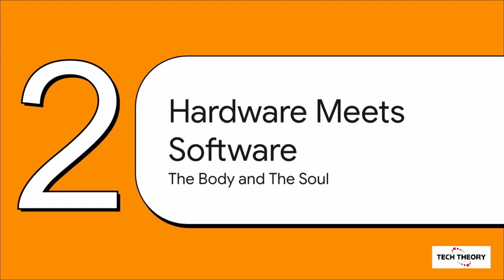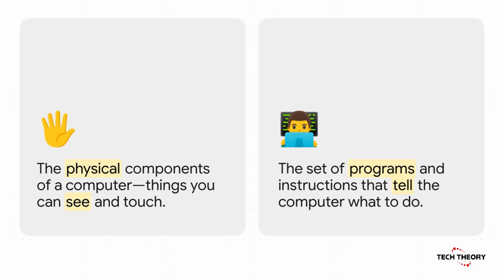Okay, so who's actually doing all of this work? Well, every computer is basically a team of two. You have the hardware and the software, and they have to work together perfectly. The easiest way to think about it is like a body and a soul. The hardware is all the physical stuff you can actually touch. Your screen, your mouse, the wires, the chips inside, that's the body.